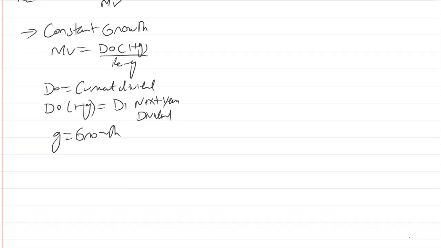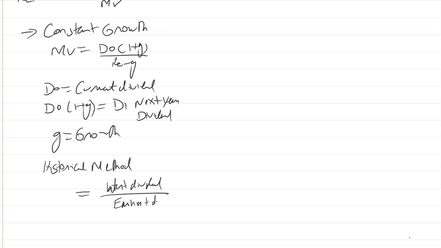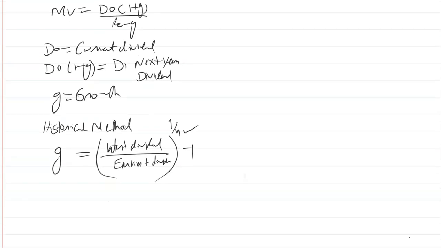First method is historical method. In historical method, formula to calculate growth is latest dividend divided by the earliest dividend raised to power 1 over n, minus 1, is equal to growth. Remember, this n should be the number of jumps. Do not include base year whenever you want to calculate the growth. Ignore the base year because growth is something like incremental.